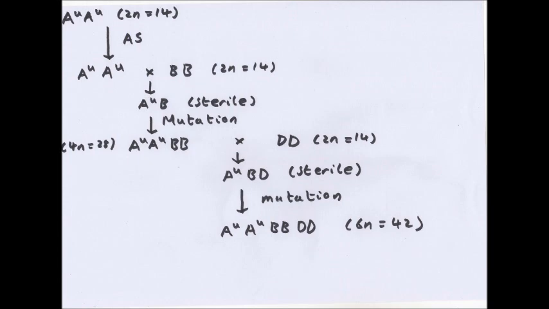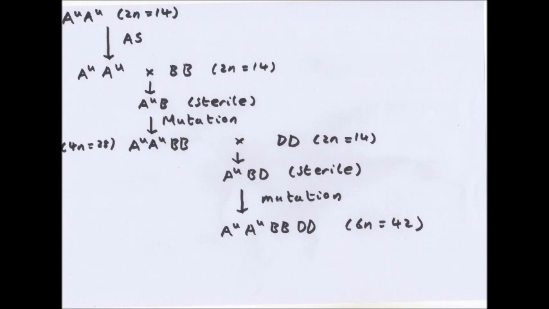Then we breed them with wild grass of the genotype BB. They also have 2n equals 14, so 14 chromosomes. We breed them together and they form an Au and a B. Just as you would expect if you do a Punnett square, you get an Au and a B. But this organism is sterile. It cannot reproduce. But then there's a mutation which causes the number of chromosomes to double. So you're left with AuAuBB, and you've got 28 chromosomes.